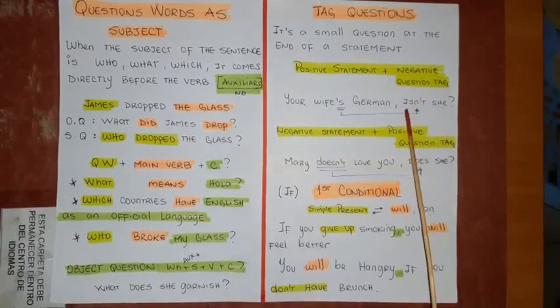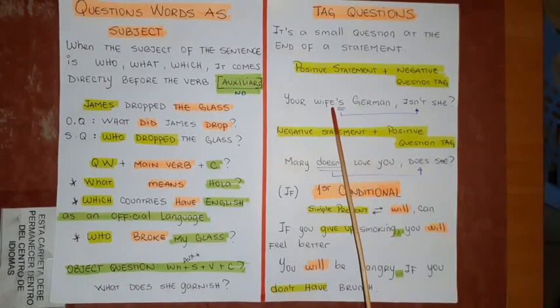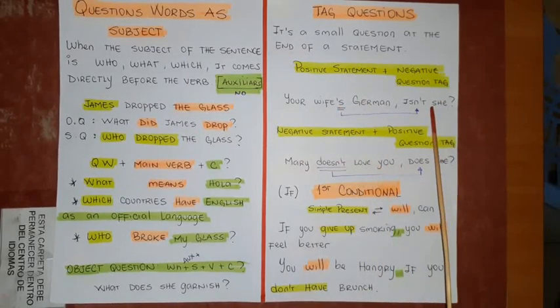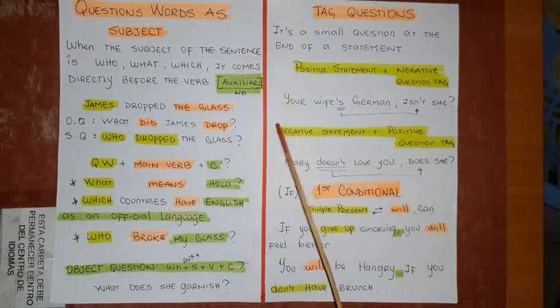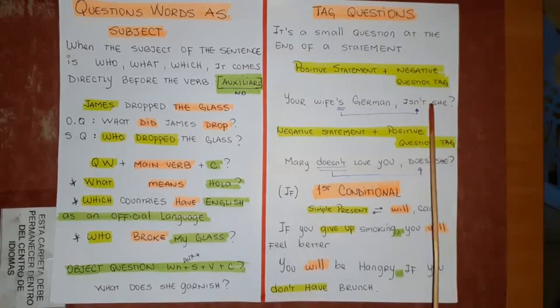Y deben estar pendientes porque la pregunta tag va a ir de la mano con el auxiliar, el tiempo en el que se esté utilizando la afirmación. En este caso estoy utilizando verbo to be, por ende utilizo verbo to be. Entonces, tu esposa es alemana, ¿verdad? O tu esposa es alemana, ¿lo es ella? Eso traduce la pregunta tag, ¿ok?